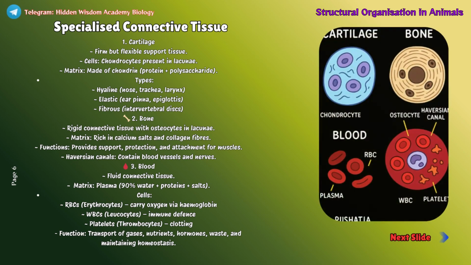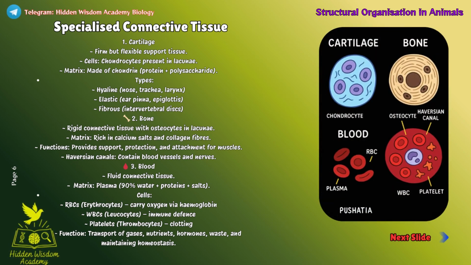Now let's talk about specialized connective tissues: cartilage, bone, and blood. Cartilage is flexible but strong. It has living cells called chondrocytes, which sit in small spaces called lacunae. There are three types of cartilage, such as hyaline, elastic, and fibrous, each giving support and shape to different body parts. Bone is the hardest connective tissue because its matrix has calcium phosphate.